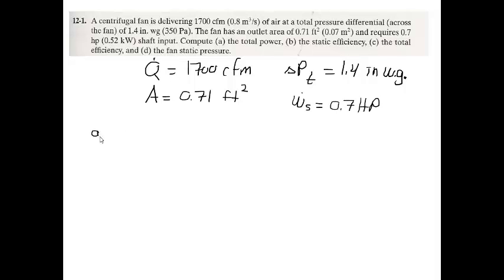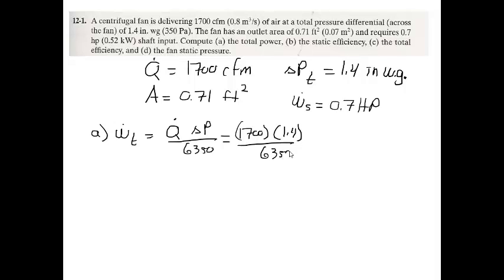So part A is asking us to compute the total power. Pulling the equation from a few prior slides, total power is going to be flow rate in CFM multiplied by delta P divided by 6350. So it's basically just a plug and chug in terms of the givens from this problem. You plug in the total work, you get 0.375 horsepower.